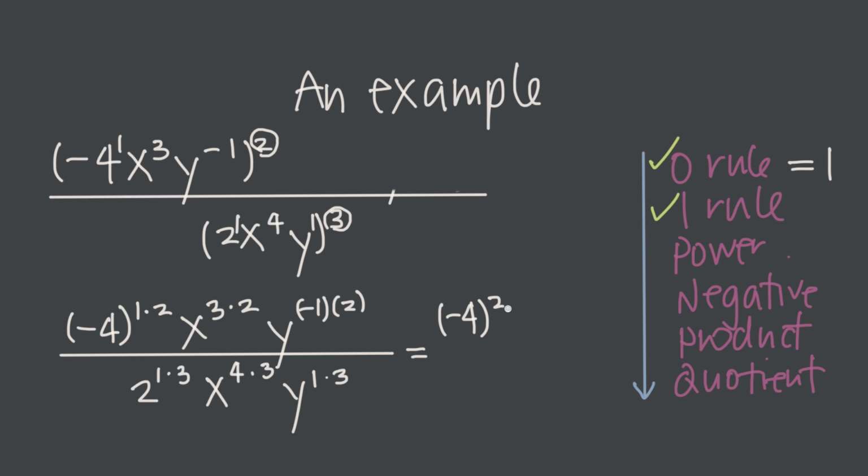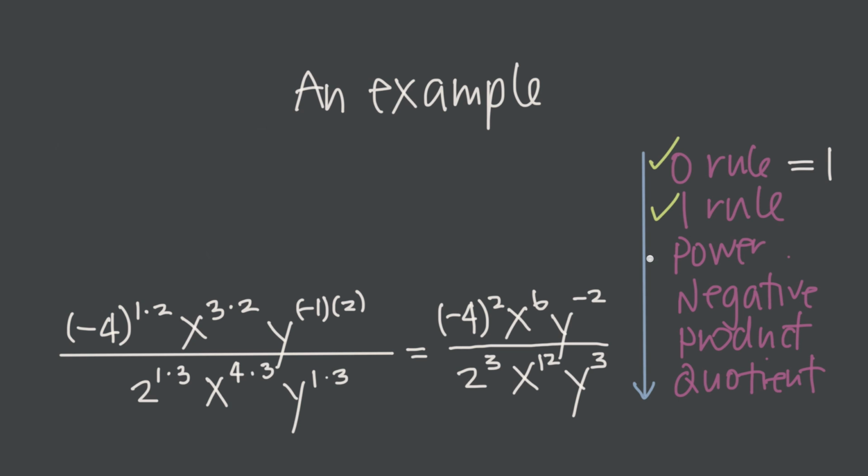We get x to the 6th, because 3 times 2 is 6, -1 times 2 is -2, so we get y to the -2. And then in the denominator, we get 2 to the 1 times 3. 1 times 3 is 3, so 2 to the 3. 4 times 3 is 12, so we get x to the 12th. And 1 times 3 is 3, so we get y to the 3. So that's power rule applied.